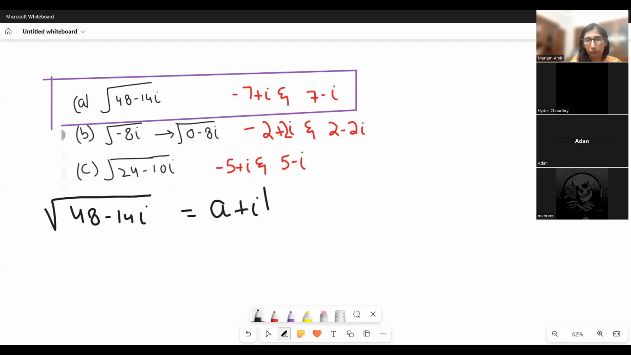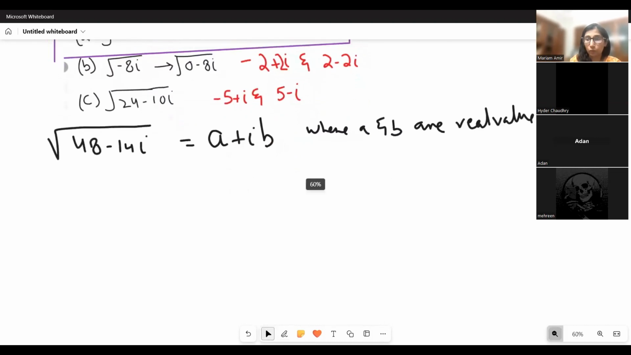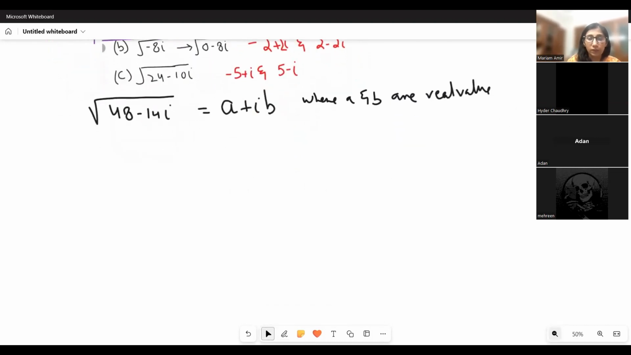a plus iota b, where a and b are real values, sorry, not integers, real values. So a and b are not complex, like a can be 3, but a can't be 3 iota. All right, so we will start with squaring both the sides. So we have 48 minus 14i equals a plus iota b whole square.